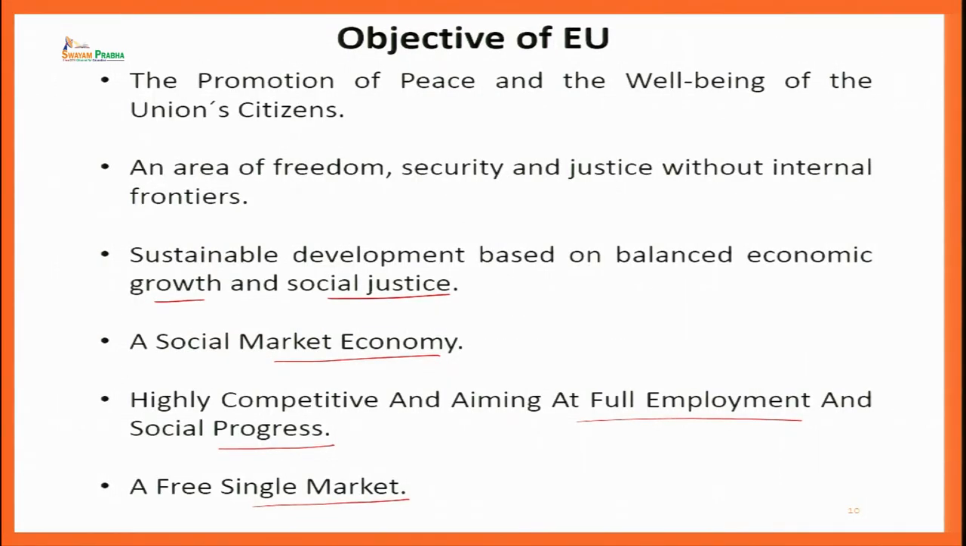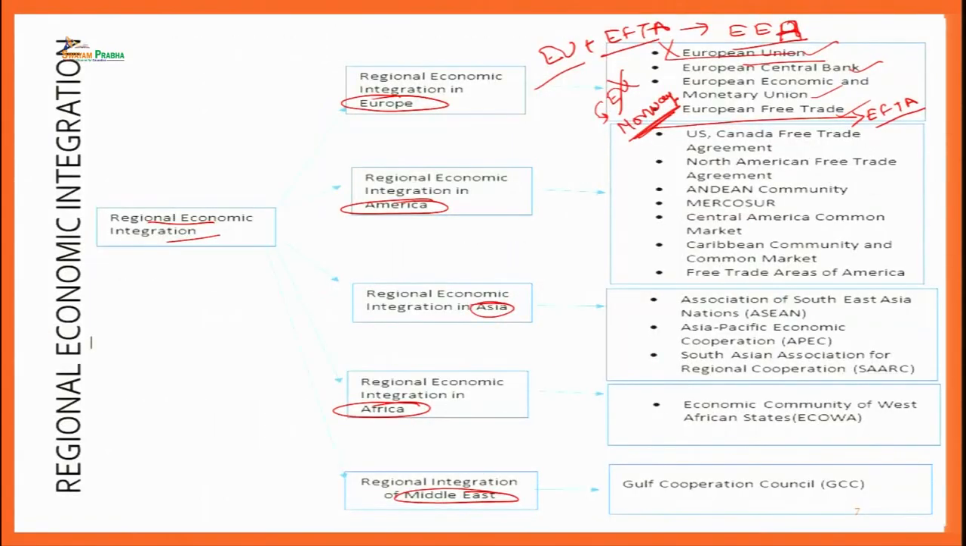Now, these were the different objectives of the European Union, and let me quickly go back to the previous slide. This is the European Union and European free trade. I hope you have understood the European Union from the perspective of objectives. I also told you that the European Free Trade Association was formed by Norway, Liechtenstein, Switzerland, and Ireland. After seeing the success and progress of the European Union, they formed their own, and this altogether is known as the European Economic Area.